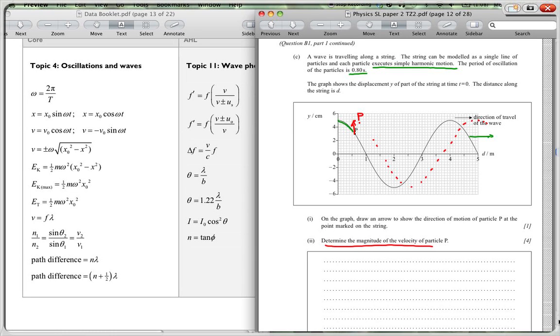Determine the magnitude of the velocity of particle P. Well, let me just draw, because we're going to have to take points off here. Which formula am I going to use? Well, this is for simple harmonic motion, I've got this formula over here. So v is equal to, and it says the magnitude, so we're not worried about direction, so I don't need to worry about the plus minus, which just gives me my direction in either the positive or negative direction. But we've got omega. Now we are told the period, are we not? We're told the period is equal to 0.80. So I can use this formula directly, substituting into there.